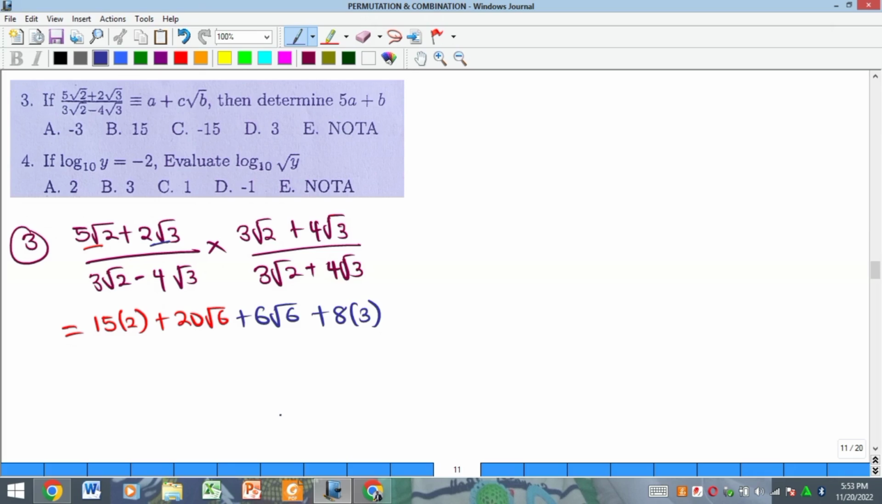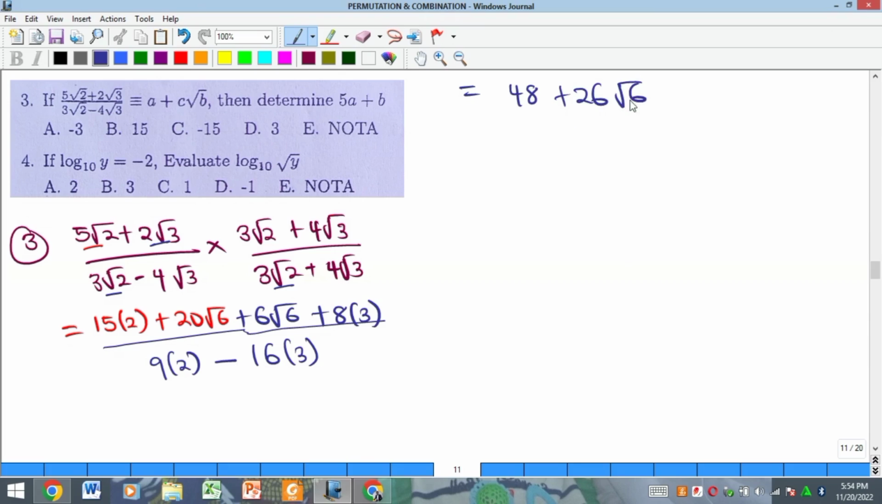So this is all over. Of course, recall how to do this. The denominator, since they are conjugate, just use this and multiply this. And that's going to give us 9 times 2, and then minus, just use this and multiply this, which is 16 multiplied by 3. And of course, this is going to give us, this is 30 plus 18, which is 48. And then this is 20 plus 6, which is 26 root 6, all over, this is 18 minus 48. And that's going to give us minus 30.